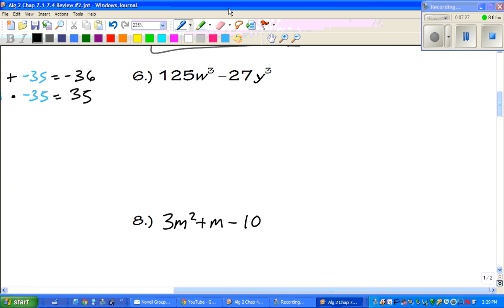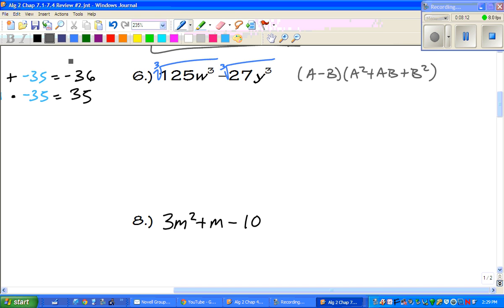All right, number 6. Is there a GCF? No. Okay, I noticed that we've got cubes right here, so is it the difference of 2 cubes? It is. So we're going to take the cube root of everything, and we're going to follow the pattern for this one because it's minus. It's a minus b, and then a squared minus ab plus b squared. Sorry, both of those are plus. Let's make that look like an actual plus sign.